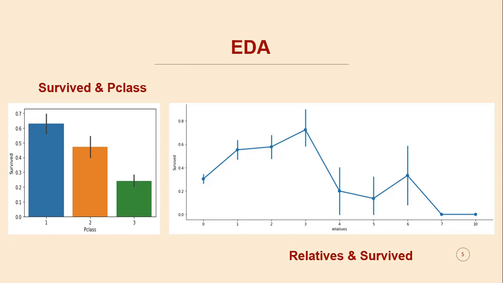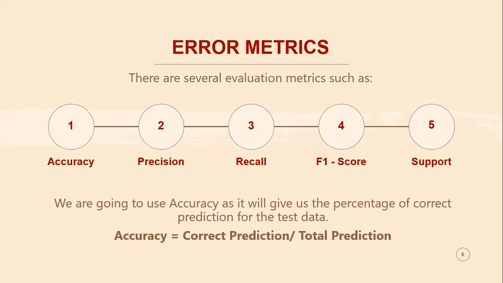Moving further, how are we going to evaluate all these models? We have several evaluation metrics, such as accuracy, precision, recall, F1 score, and support. We are going to use accuracy to test these models. We can define accuracy as correct predictions upon total predictions.